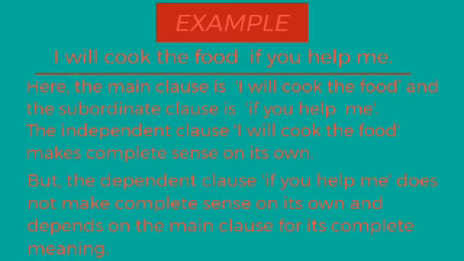For example, in the sentence, I'll cook the food if you help me, the main clause is, I will cook the food, and the subordinate clause is, if you help me. The independent clause, I will cook the food, makes complete sense on its own. But the dependent clause, if you help me, does not make complete sense on its own and depends on the main clause for its complete meaning.